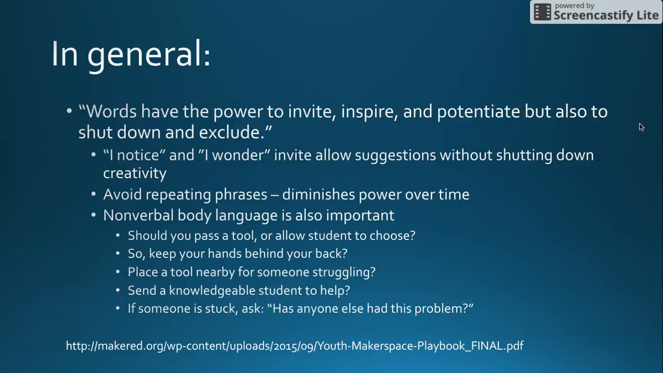Nonverbal body language is also important. Should you pass a tool or allow a student to choose on their own? Keep your hands behind your back, possibly. Place a tool nearby for someone struggling, or send in a knowledgeable student to help and get them involved as a leader. If someone is stuck, ask, hey, has anyone else had this problem? Try to involve everyone else in the room.